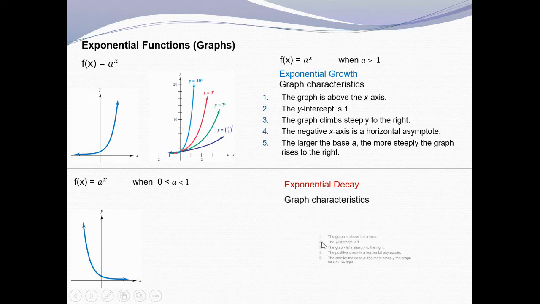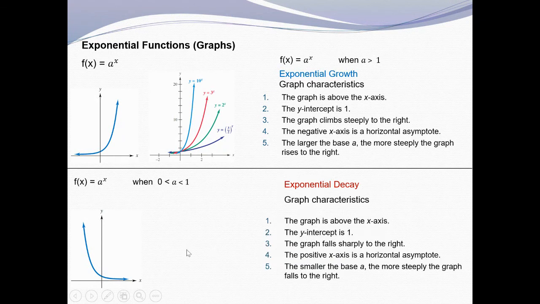And here are the characteristics. The graph is above the x-axis also. The y-intercept will always be 1. But the graph falls sharply to the right. You see, to the right, it falls. The positive x-axis is the horizontal asymptote. Okay, so this is my horizontal asymptote right here. I mean the positive one. I believe on the exponential growth, it was the negative x-axis.